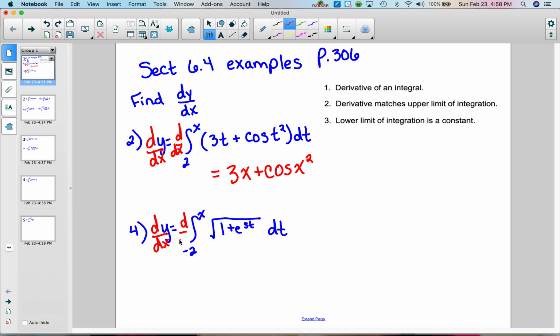On number 4, again, we're finding dy/dx. So we're finding d/dx of the integral. The derivative matches the upper limit. Lower limit's a constant, so we just plug it in. So we get 1 plus e to the 5x.